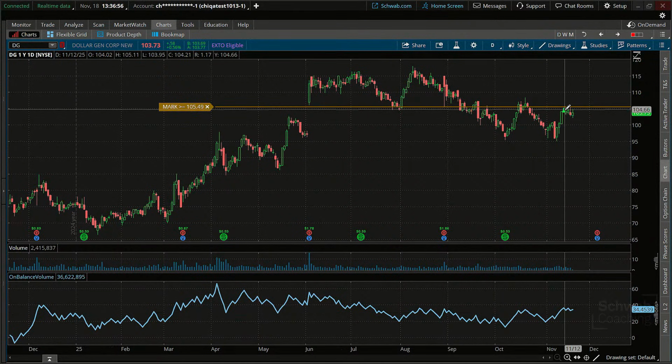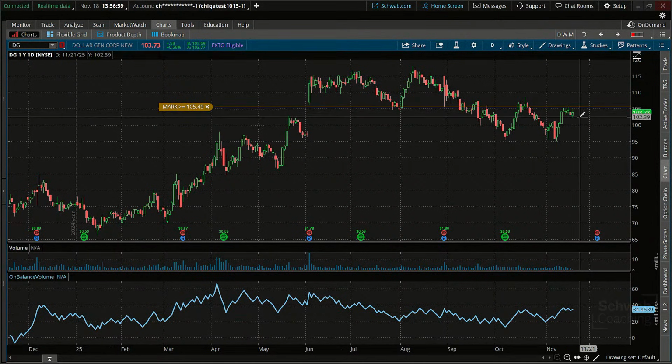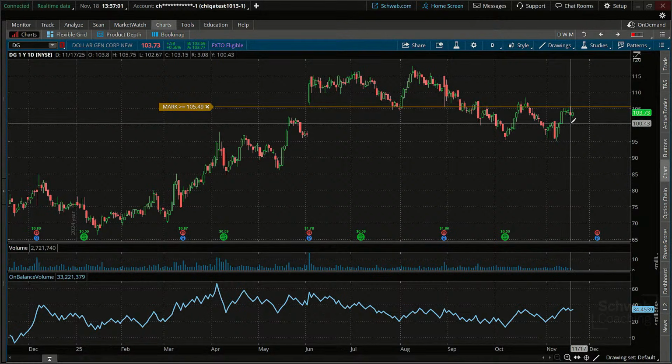This is so close to resistance. And if we're that close to resistance, why not just wait a little bit to see what does in fact unfold?